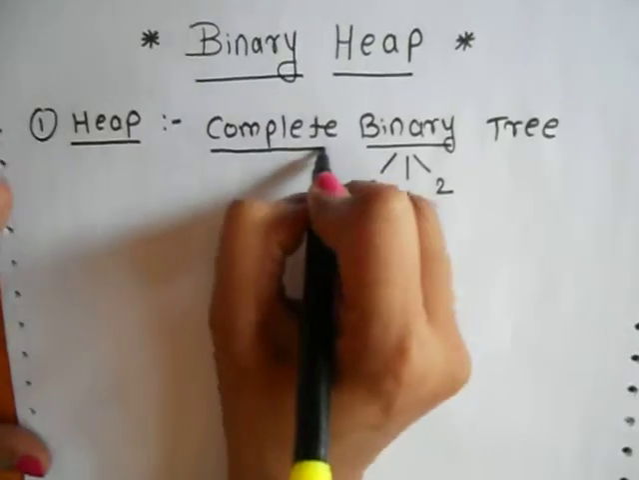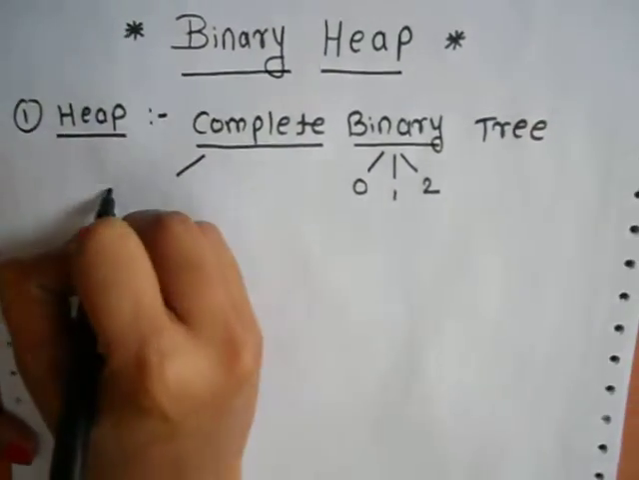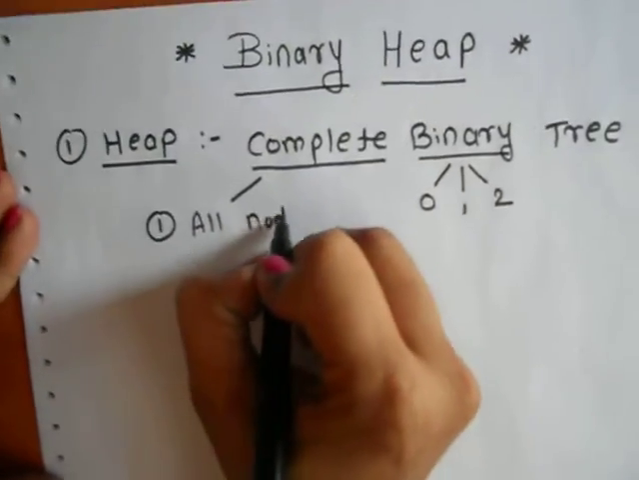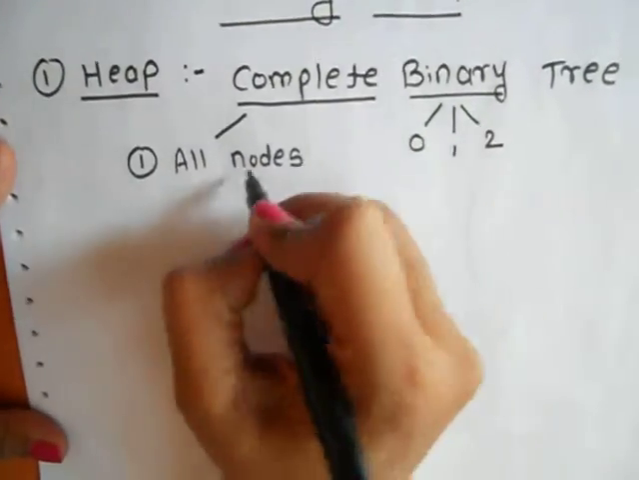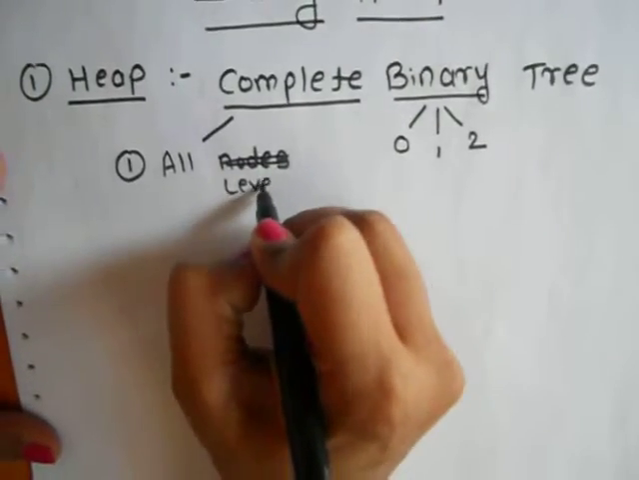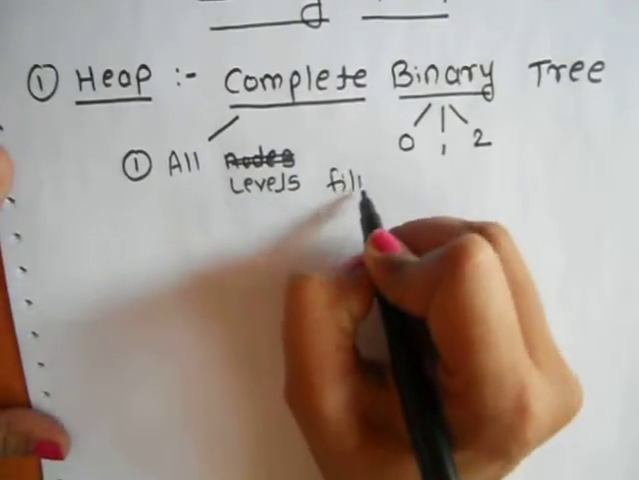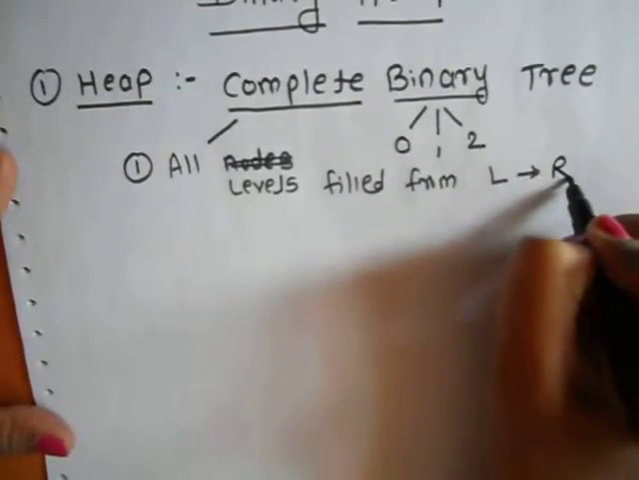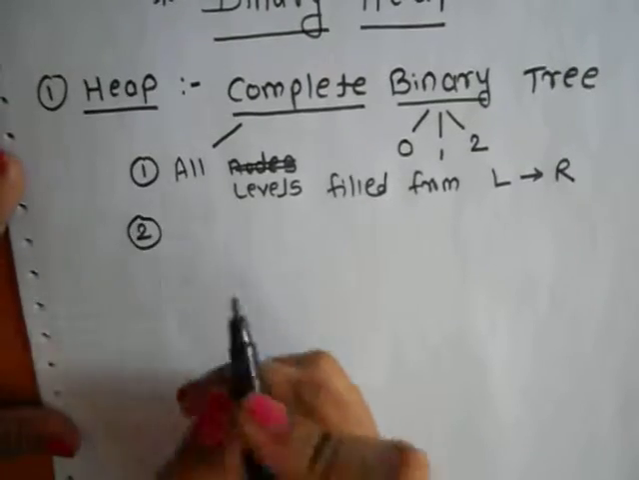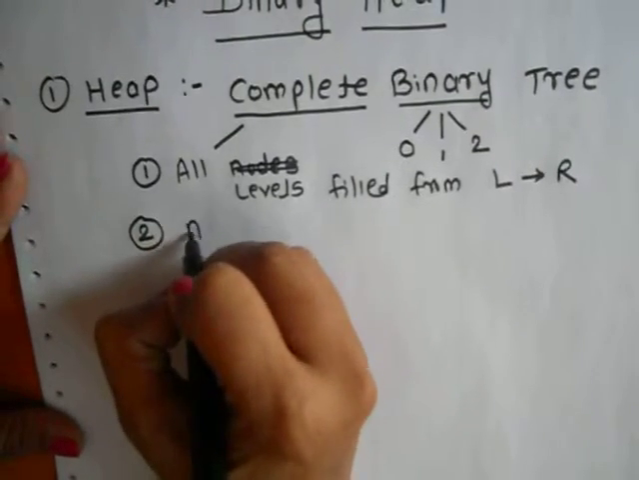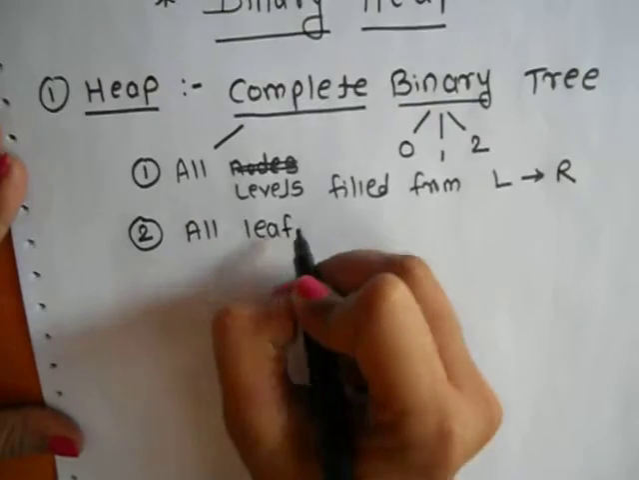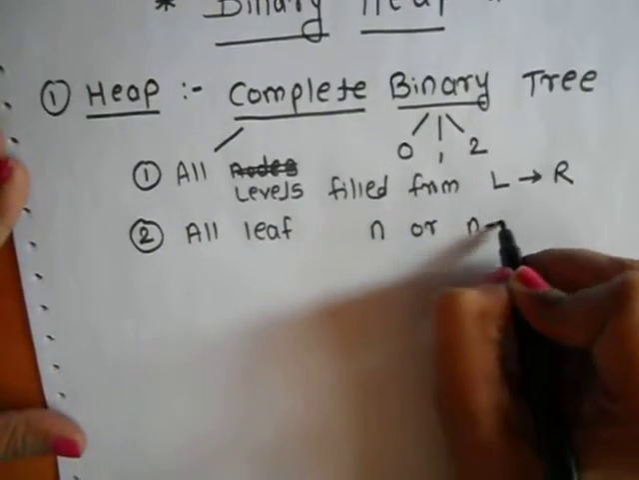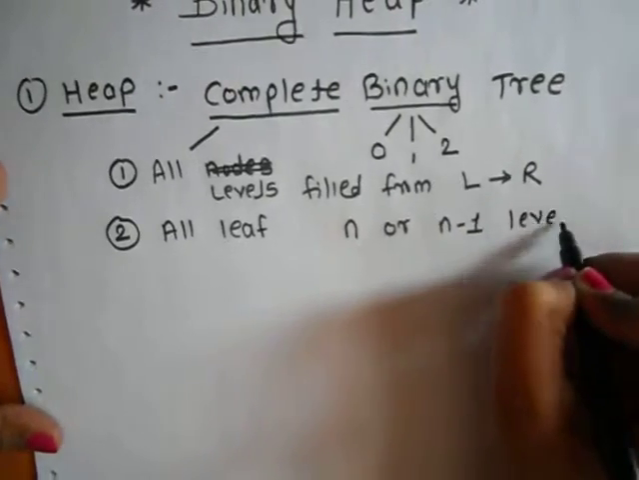So now what is complete binary tree? Complete binary tree means all nodes or all levels fill from left to right. Second rule is all leaf nodes should be present at n or n minus 1 level.